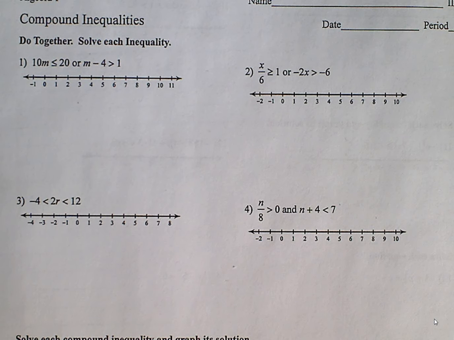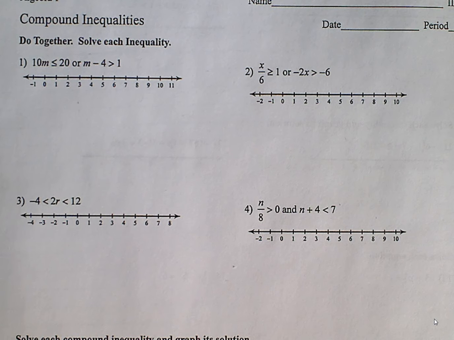All right, so let's look at question number 1 here. So we got an or, which means our arrows are going to point away from each other. So let's see, I picked on kind of some random people. I'm going to pick on Emily first here. Do you want to do the one on the left or the one on the right, Emily? Right? Okay. So we've got m minus 4 greater than 1.